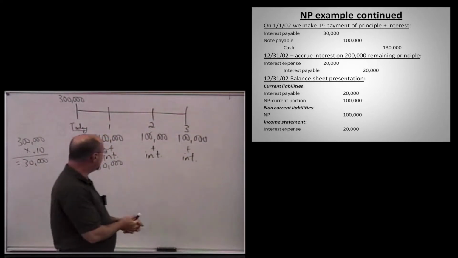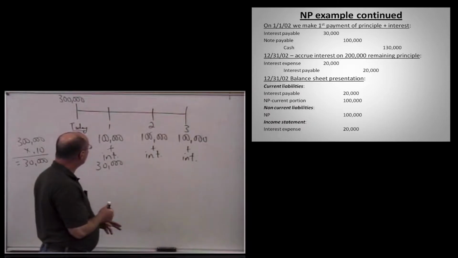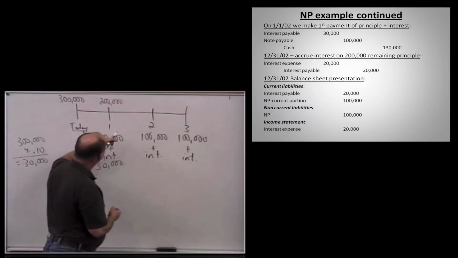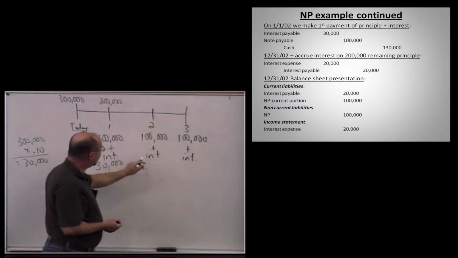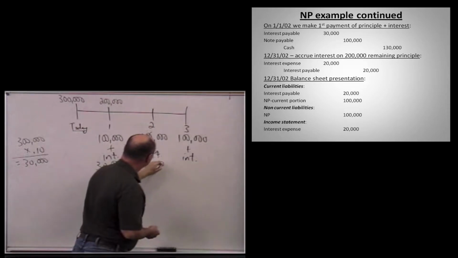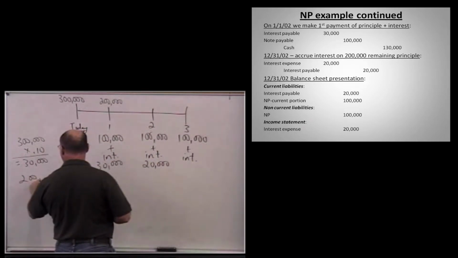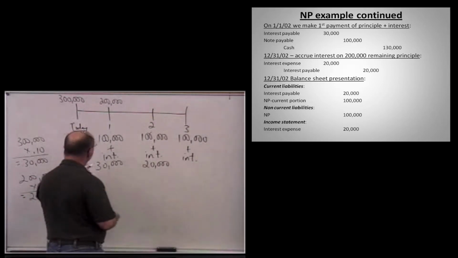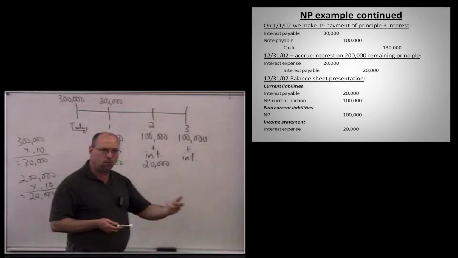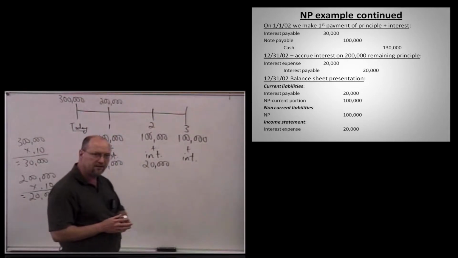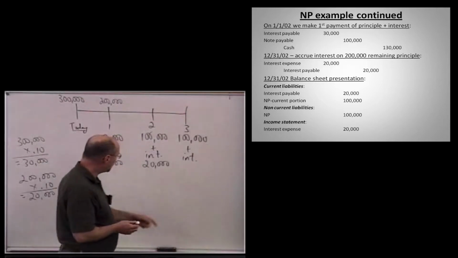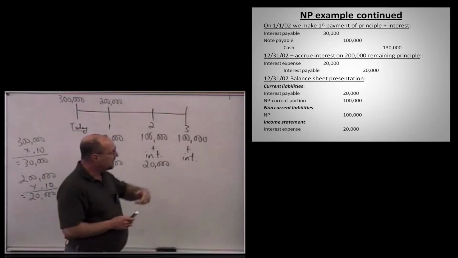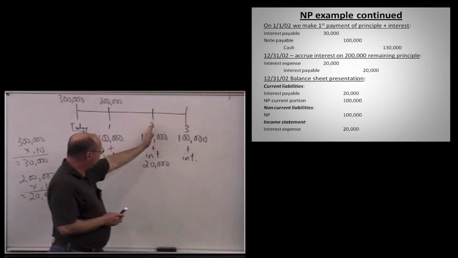Okay? So that's going to leave us now at the beginning of year two. We're going to owe $200,000 for the coming year, which means at the end of year two, we're going to have to accrue $20,000 interest, which is simply 200,000 times 10%. Again, you only pay interest on the outstanding portion of the note. And since we've paid off 100,000, we still owe 200,000. We'll accrue 10% of the 200,000 that we still owe. End of year two, right here.